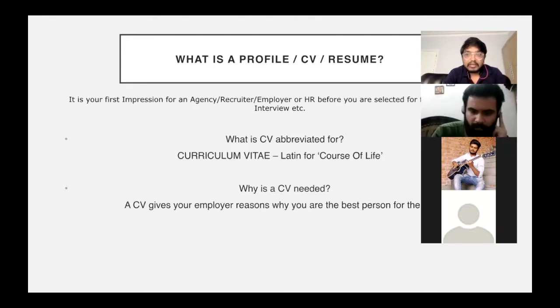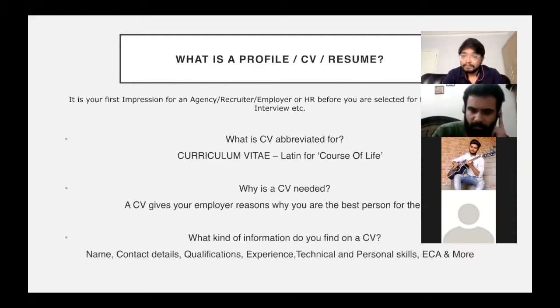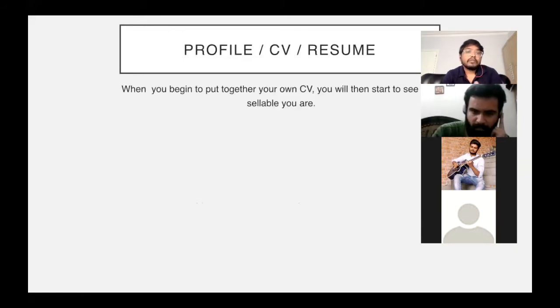So it's a very straightforward answer, right? So what kind of information do you find on a CV? Name, your contact details, your qualifications, experience, technical and personal skills, extracurricular activities that you are involved in or have done, and a little bit more. So when you begin to put together your own CV, you will figure out how sellable you are.